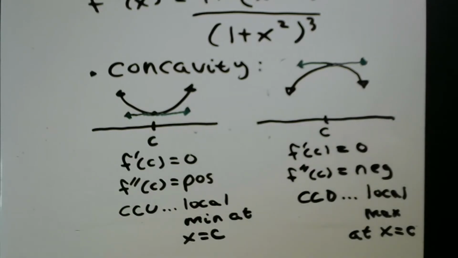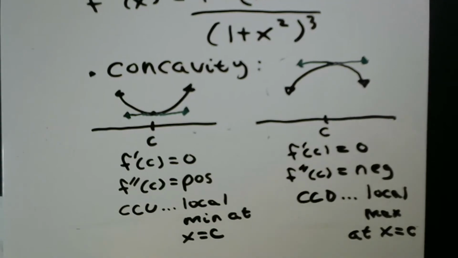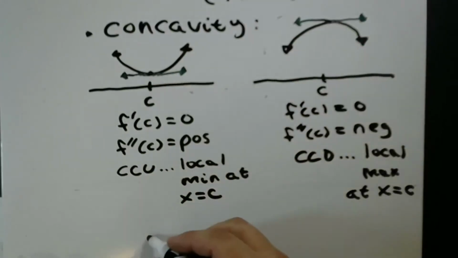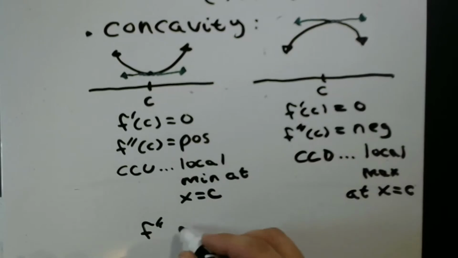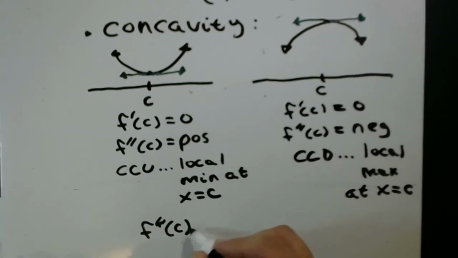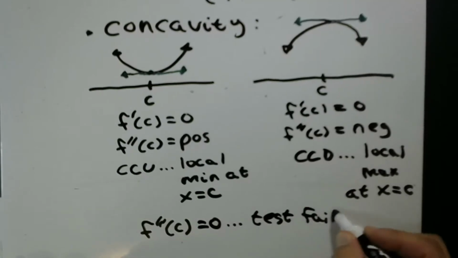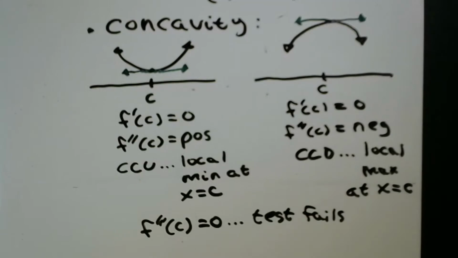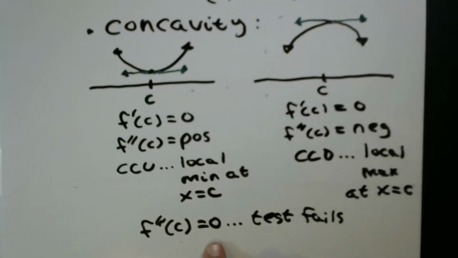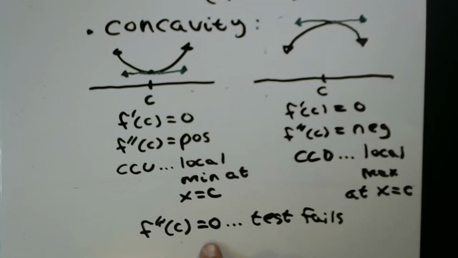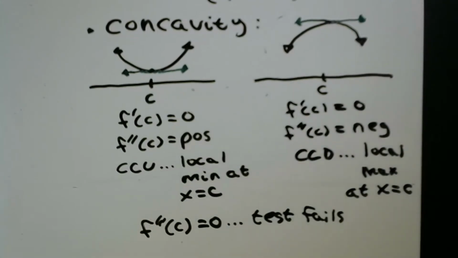And one thing to mention with the second derivative test, if f double prime of C equals 0, the test fails. And when it fails, you could have a minimum, a maximum, or neither. You'll have to verify this some other way.